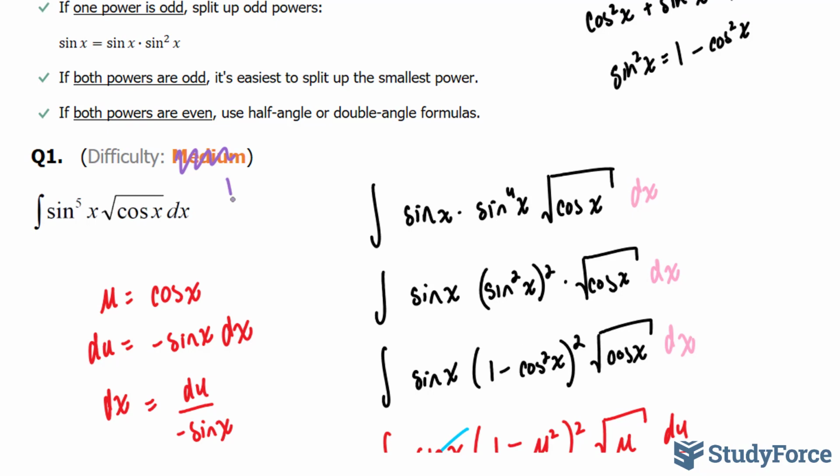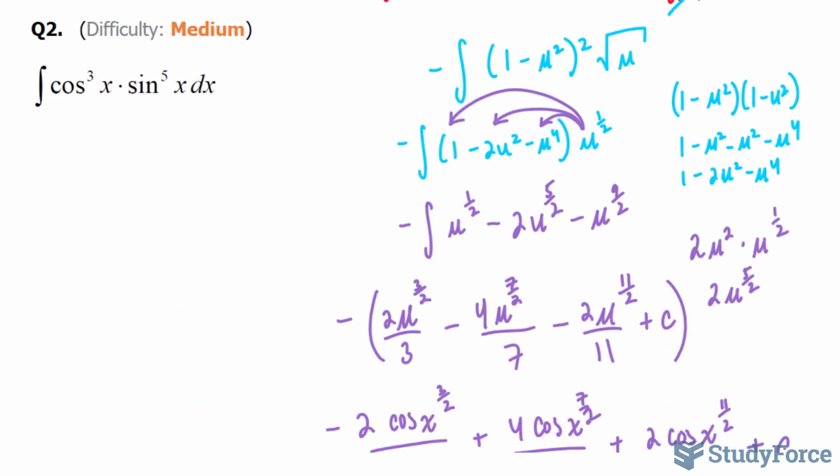Maybe I should switch this over to hard because there's a lot of steps. Let's move on to question 2. And we'll do this really quickly this time. Notice that this is cosine to the power of 3x. I'm going to break this down into cosine x, cosine squared x. This is sine to the power of 5x dx.